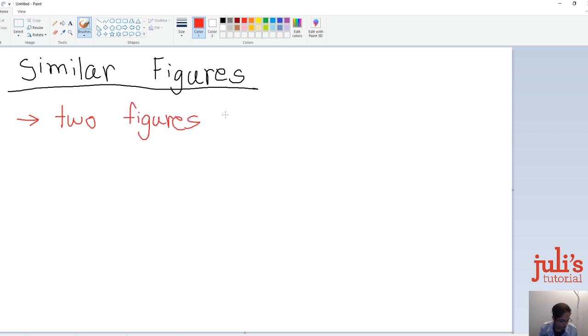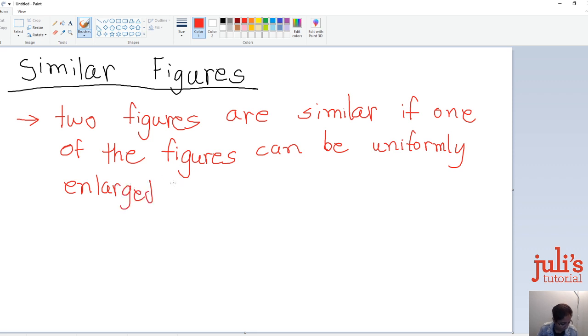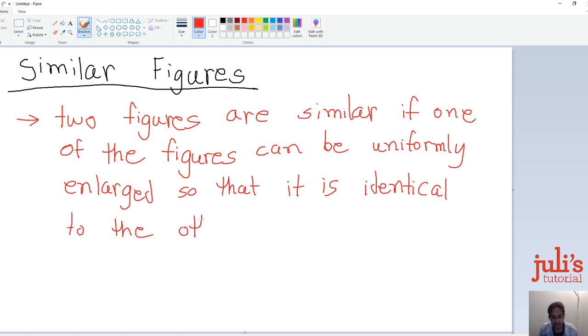So two figures are similar if one of the figures can be uniformly enlarged so that it is identical to the other figure. Okay?